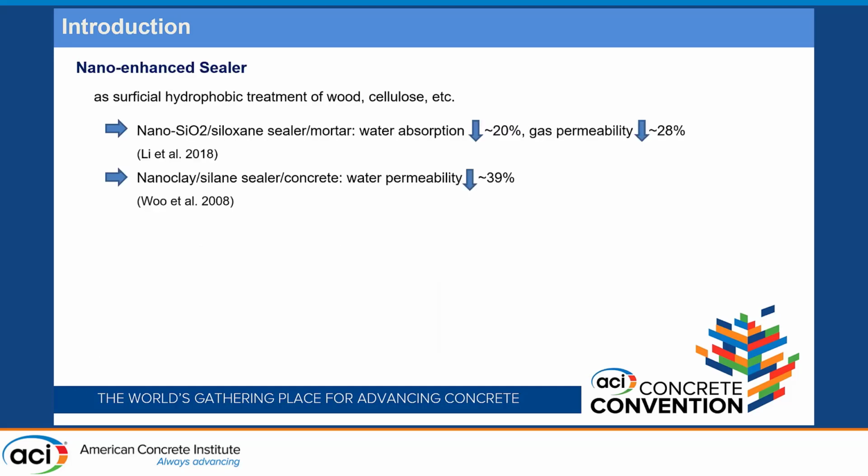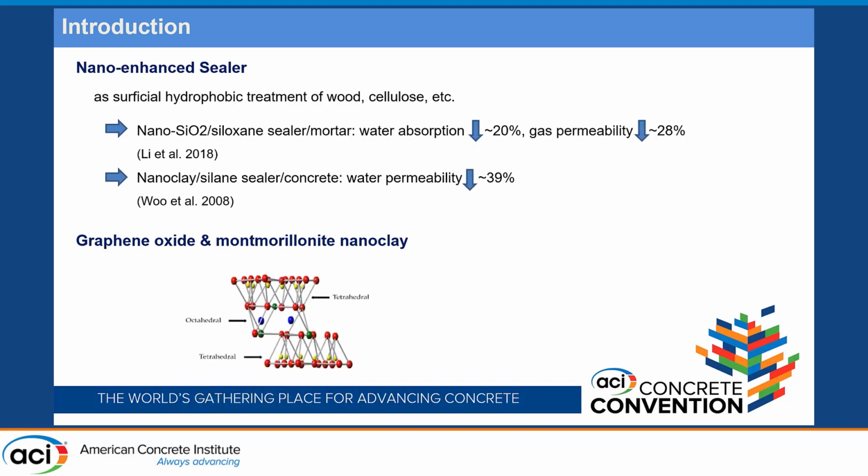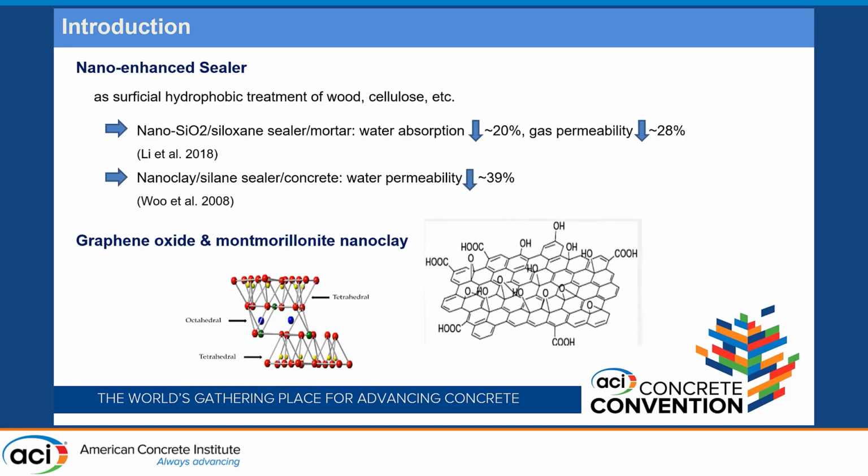Recently, some research developed nano-modified sealer, as Dr. Peng Ho introduced earlier. For example, some nano-silica or nanoclay will enhance the performance of sealer. So based on those research and our previous foundation, here we choose two promising nanomaterials, the nanoclay and the graphene oxide, to enhance the performance of this PMS sealer. This is the structure of nanoclay and the structure of graphene oxide.